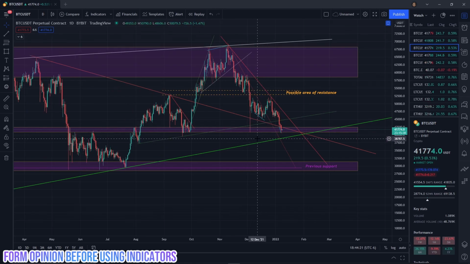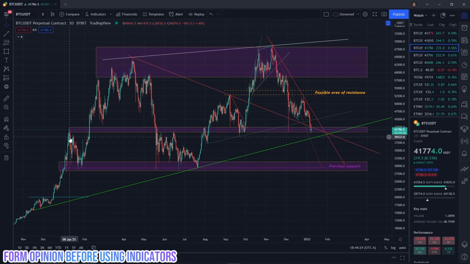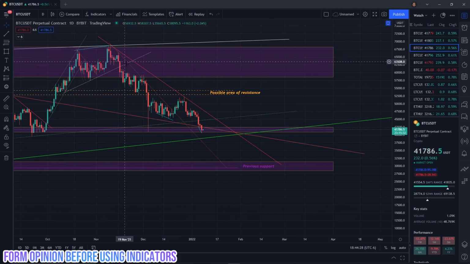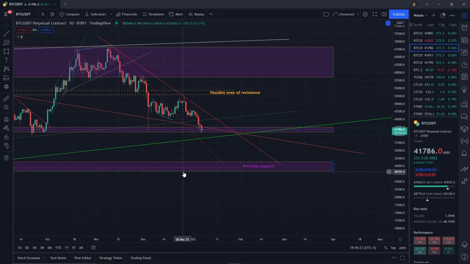So as we've known and looked in previous examples, wedges get broken and they either break up or down in one direction. So here we're coming into that scenario again, and we will see an upwards break or a downwards break. So again, after you chart your market structure, you have to form your opinion before you start looking at indicators, and then you can use the indicators to confirm or deny your ideas. And we're going to review using indicators as confirmations in the next video.